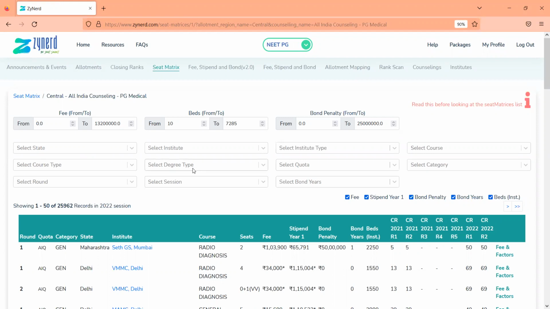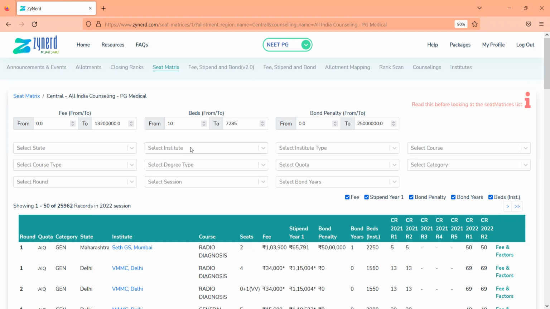The seat matrix of last year is available, but note that each record over here is not a single seat. There might be multiple seats mentioned over here. So don't look at the number of records over here. It is a total seat count for your reference seats, your choices, etc. And look at the number of seats that were available here last year, comparing it with this year.